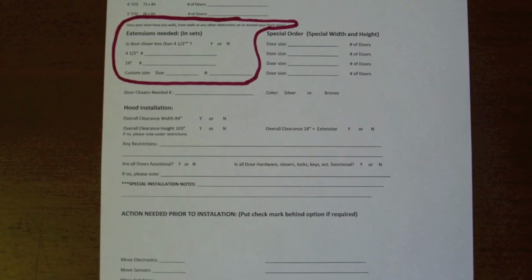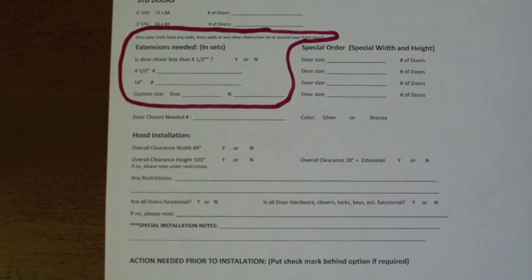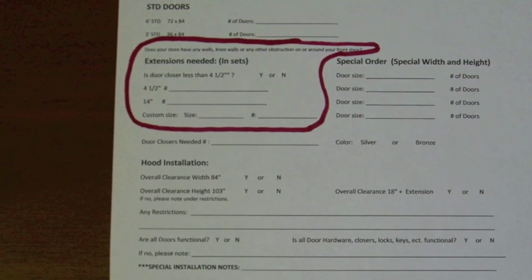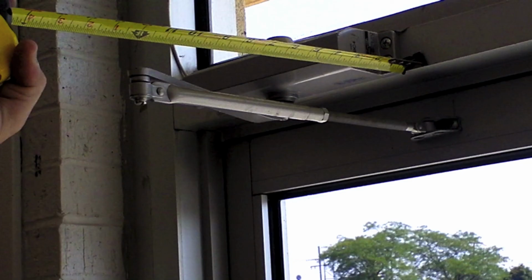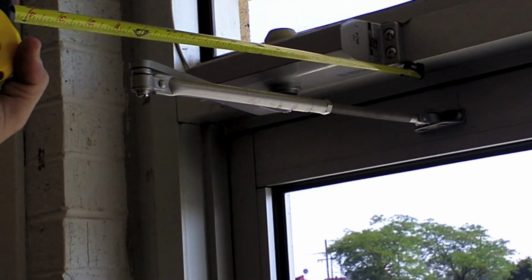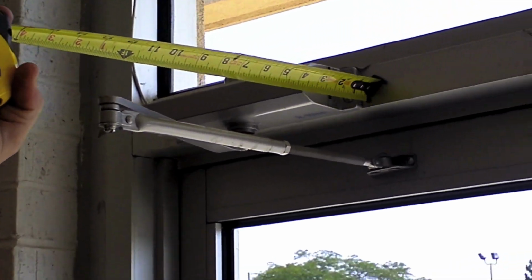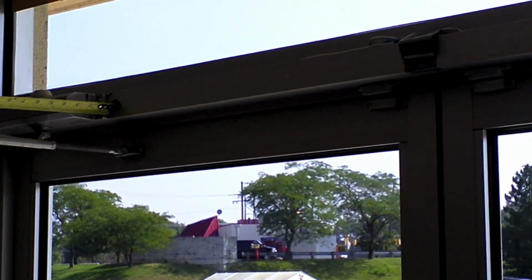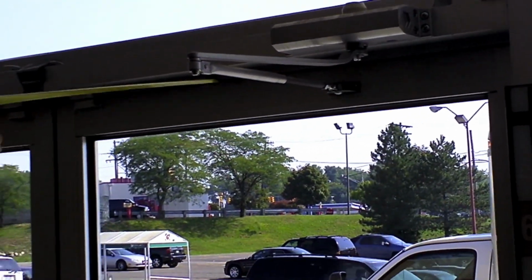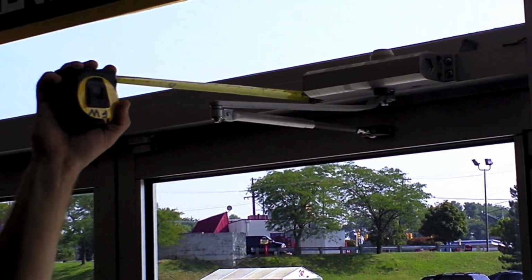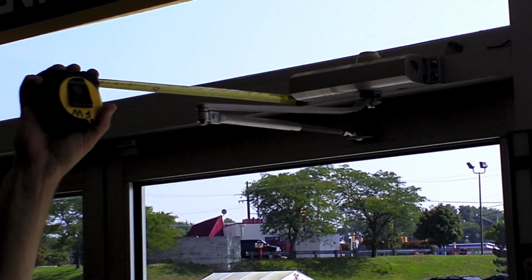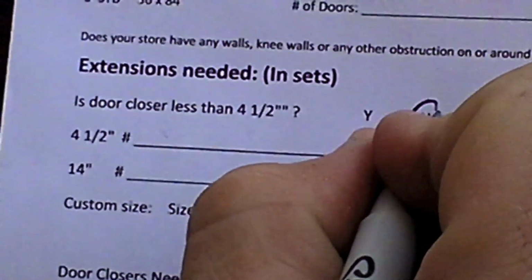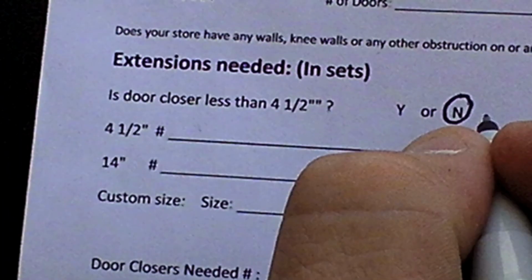This next section is going to deal with the extension jambs that are going to be needed to install your door into your store. The next question deals with the door closer. We need to know if the door closer is less than 4.5 inches. As you can see here, Fred is measuring the door closers and they are 12 inches. So the answer to this question is going to be no. We will be supplying you with parallel door closers to fit with your door.